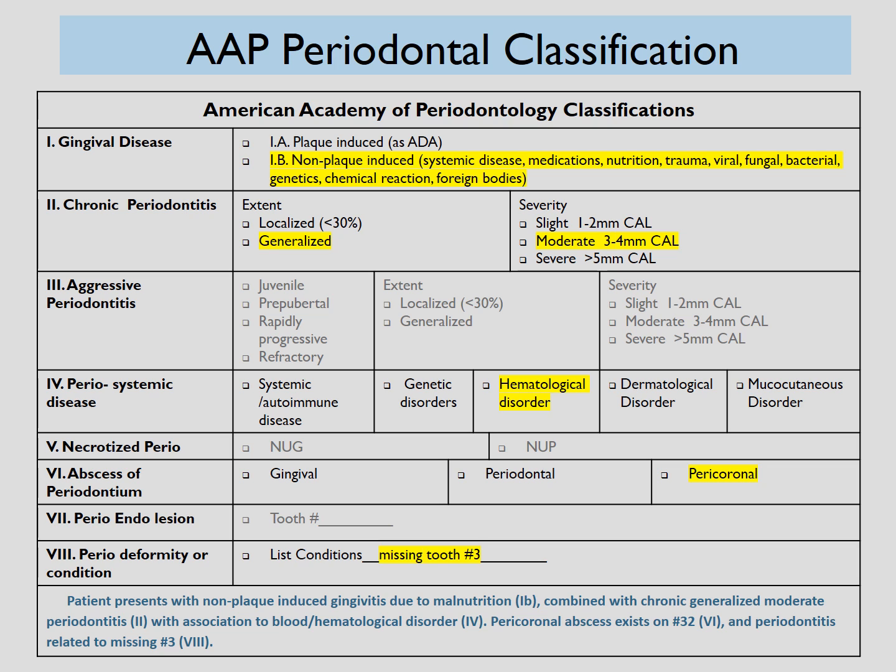Brenda presents with non-plaque-induced gingivitis due to malnutrition, combined with chronic generalized moderate periodontitis with association to blood and hematological disorder. Pericoronal abscess exists on number 32 and periodontitis related to missing number 3.